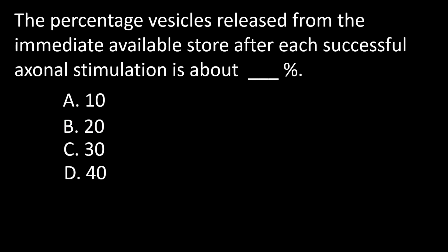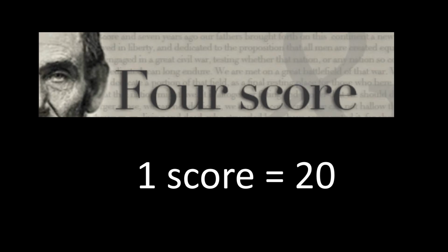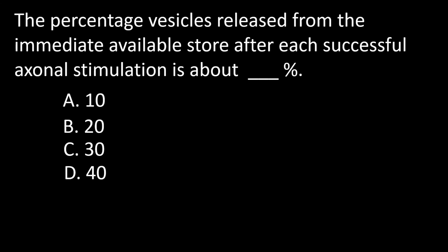The percentage of vesicles released from the immediate available store after each successful axonal stimulation is about blank percent. A 10, B 20, C 30, D 40. It is 20. So the answer to this question is B.